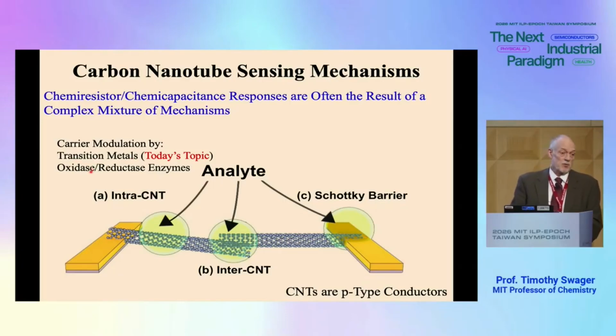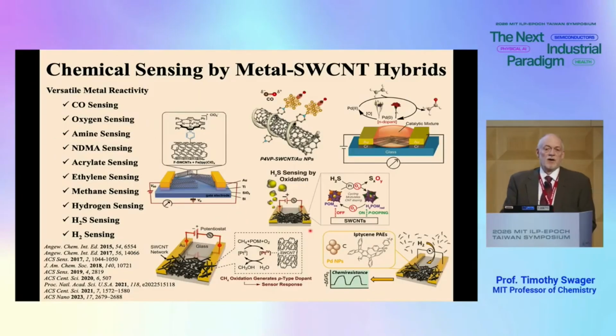But we also can do this through enzymatic activity, through reductases and oxidases. We also have made a number of sensors that actually focus on intermolecular, inter-carbon nanotube resistances. We haven't generally worried too much about the Schottky barriers that happen between metals and semiconductors, but those can be an issue as well. So we're going to talk again, as I mentioned, about transition metals and how they work in these devices. And we have an expanding list of different things we've done with transition metals.